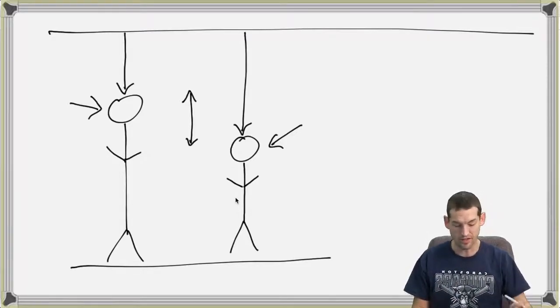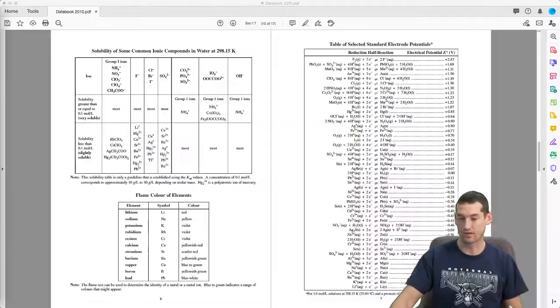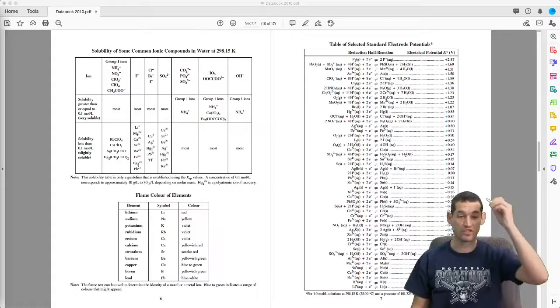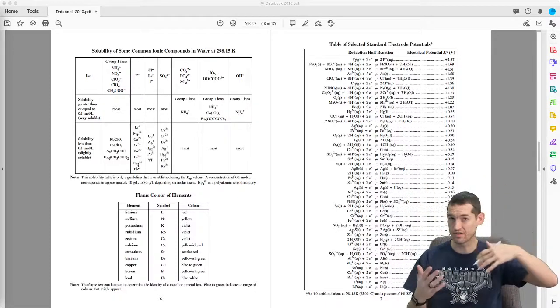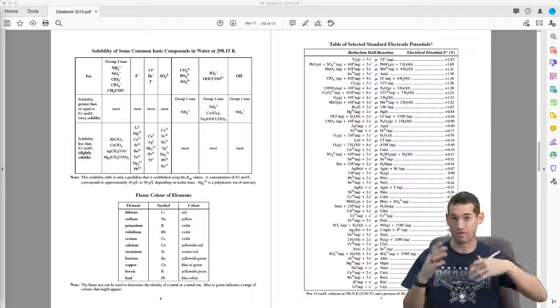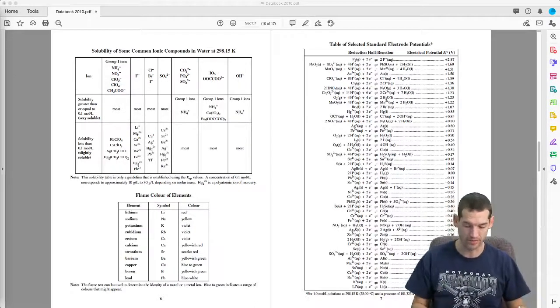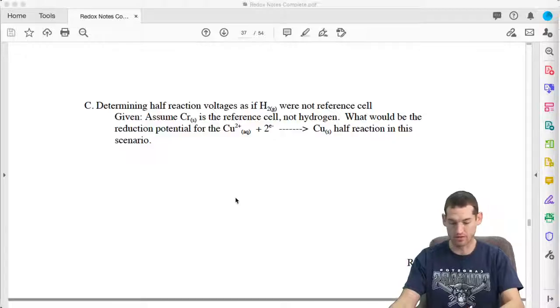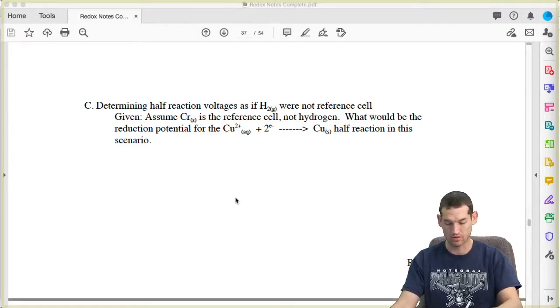Very similar. We're going to do the same thing with our table right here. We're going to change the 0 point to something else, and then we're going to look at how that affects all of the other numbers on the table. All right, so let's jump back into a whiteboard here.